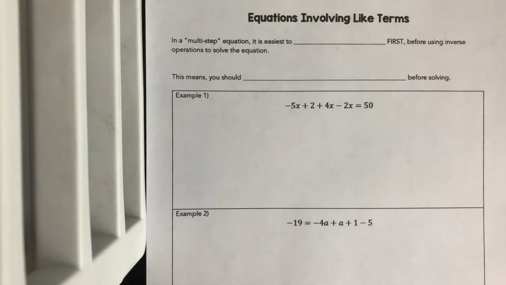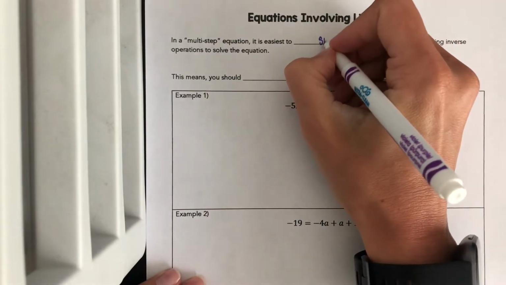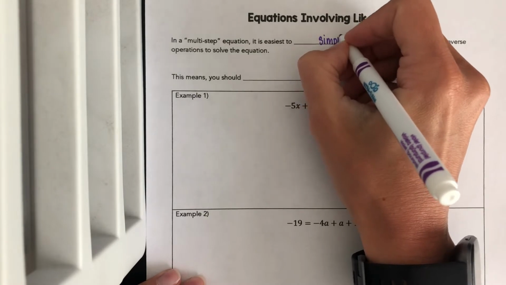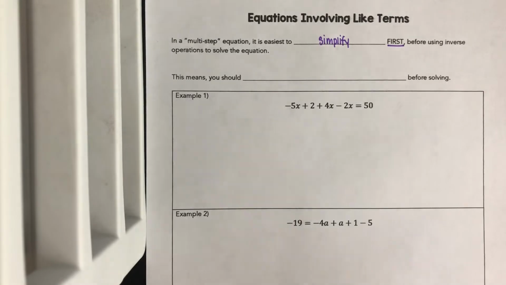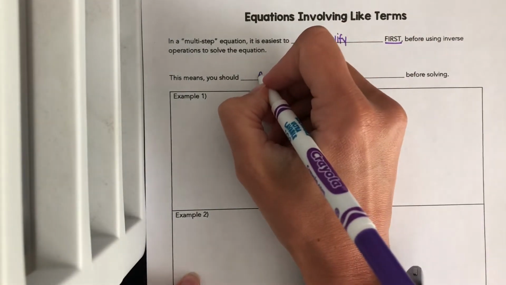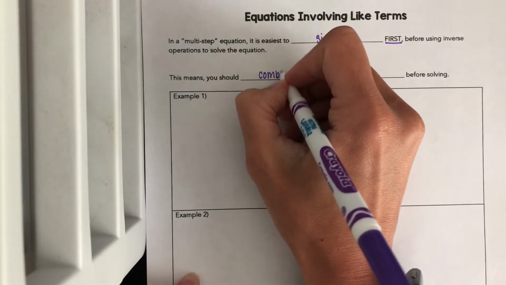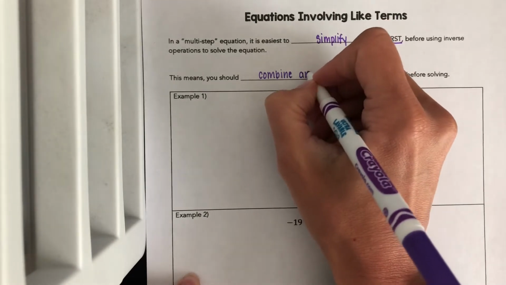We're going to take a look at how we can now solve equations that involve like terms. So in a multi-step equation, it is easiest for us to simplify first before using inverse operations to solve the equation. Realistically, we simplify expressions because we want to make them easier to use. So why wouldn't we do the same with equations? This means before we solve, we should combine any like terms.